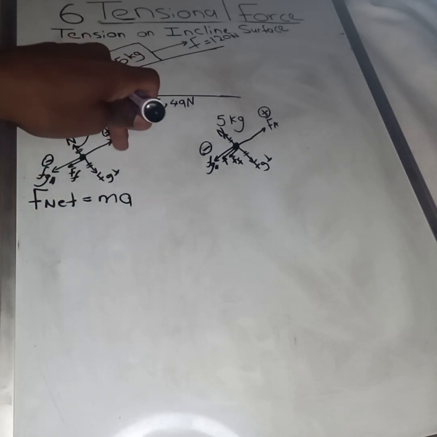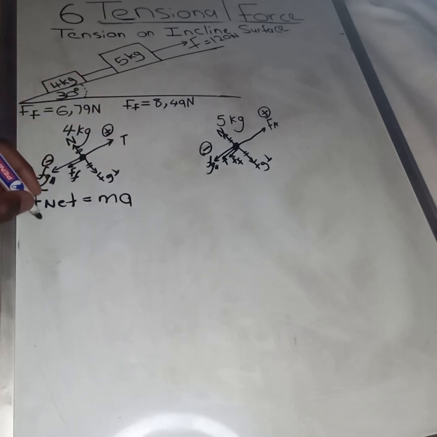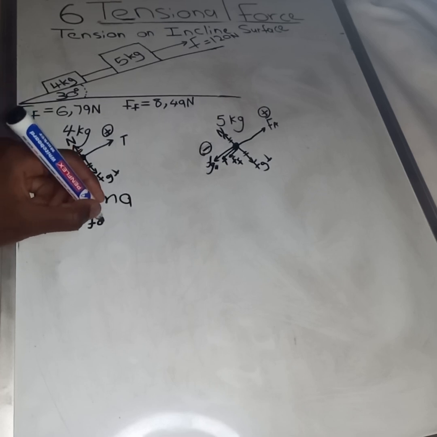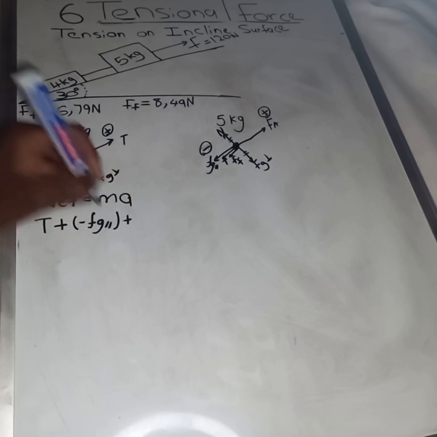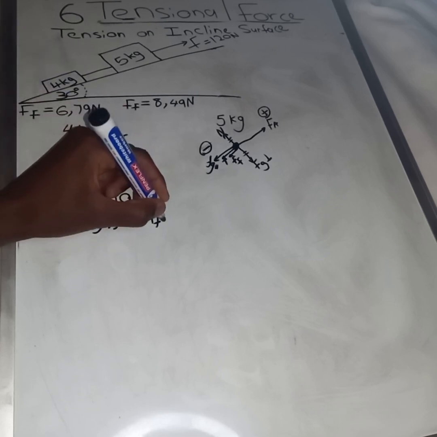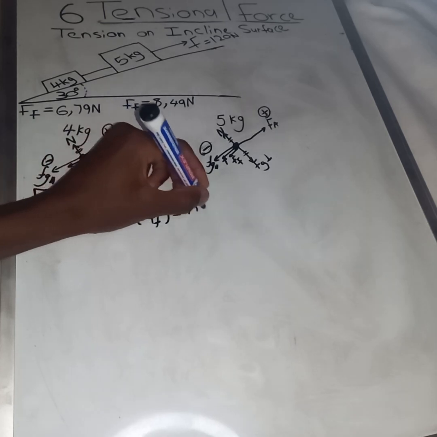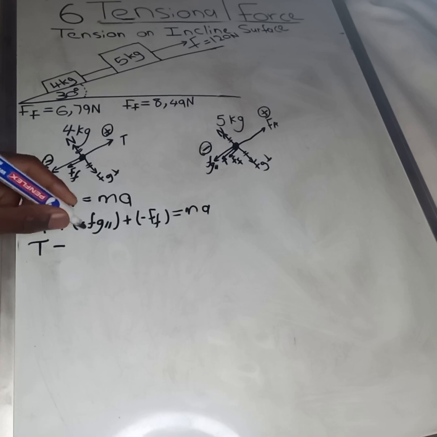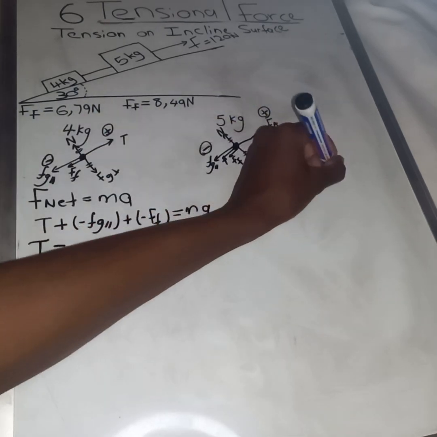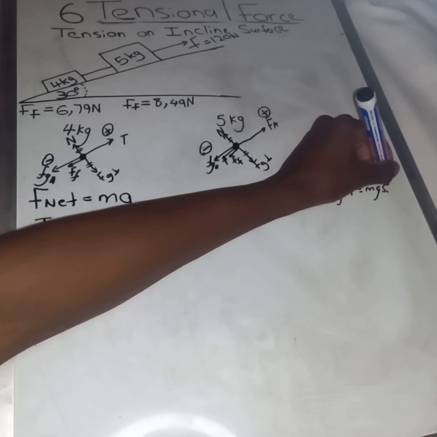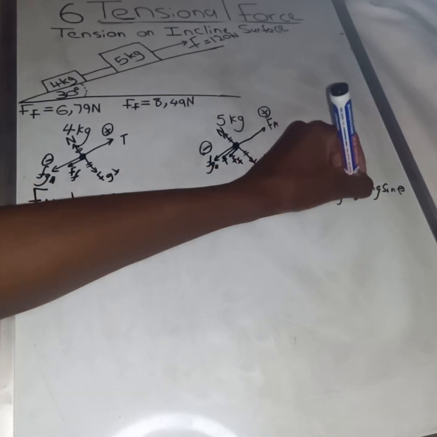So to be safe, we are going to start with what? Positive variables. No? So we have positive tension plus negative FG parallel plus negative frictional force equals MA. Tension, positive times negative is negative. The value of FG parallel, so FG parallel is equal to mg sine theta.